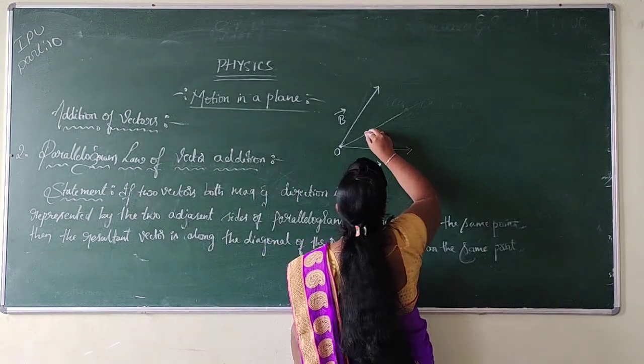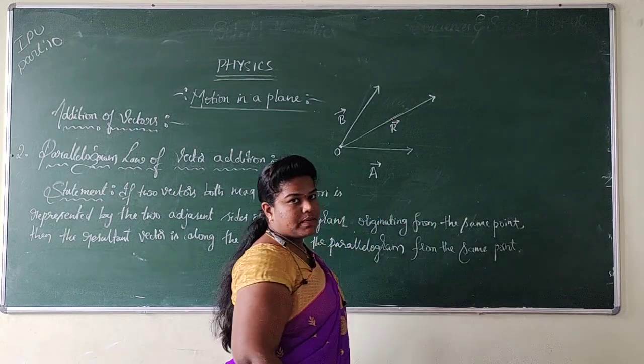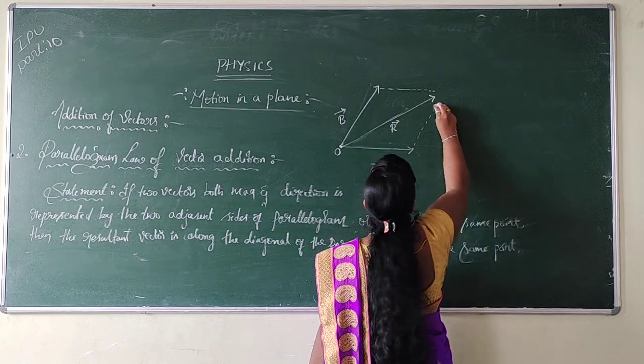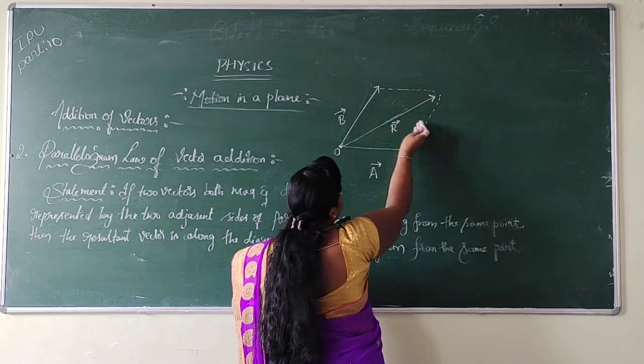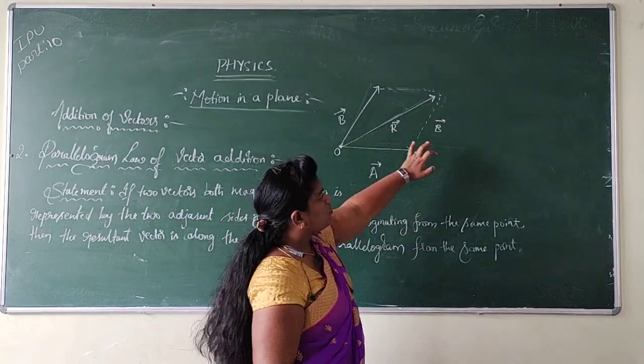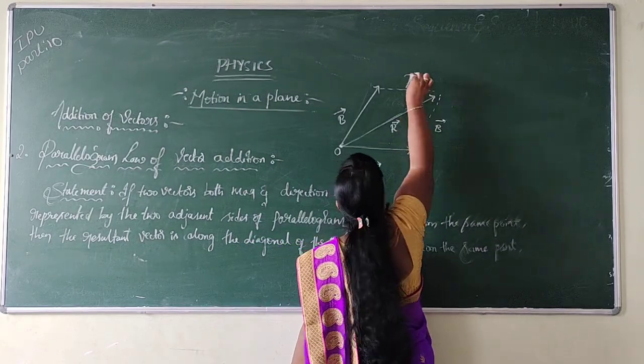So my dear students, this is the resultant vector R. This is said to be the resultant vector R. You can close the other two sides of the parallelogram. These two sides are parallel. So due to these parallel sides, this is A, this should also be equal to B, and this is A, this should also be equal to A.